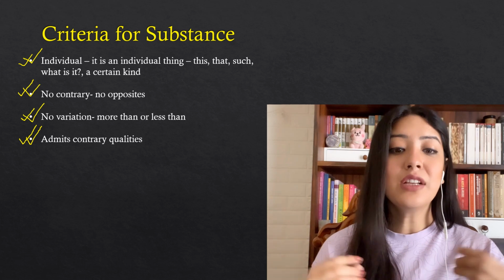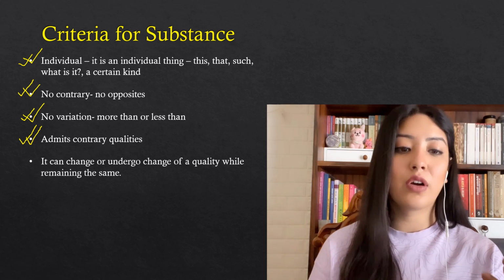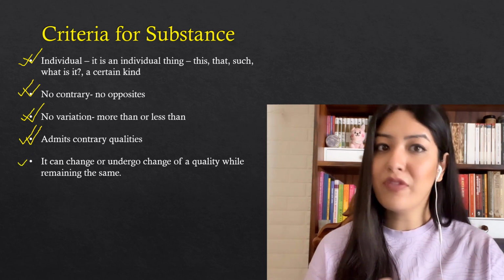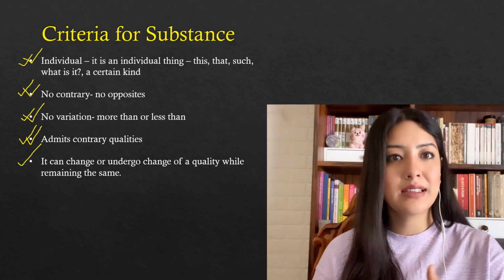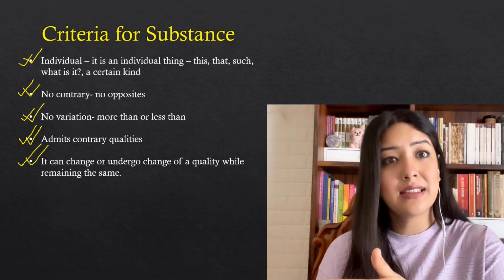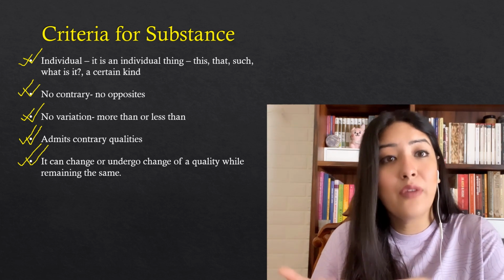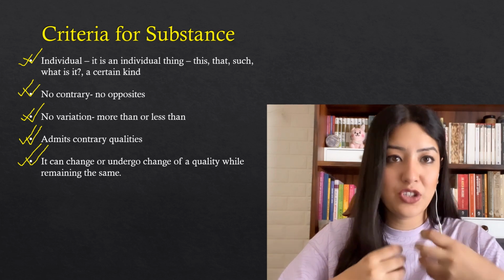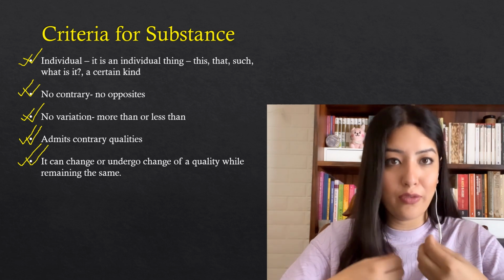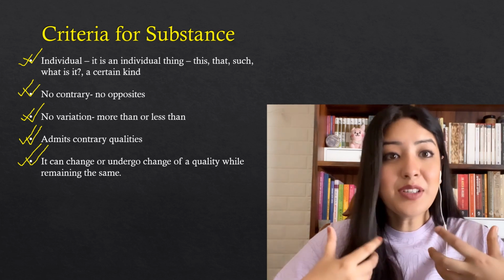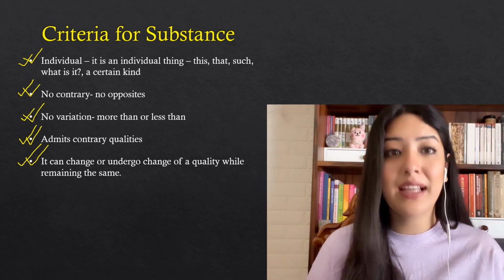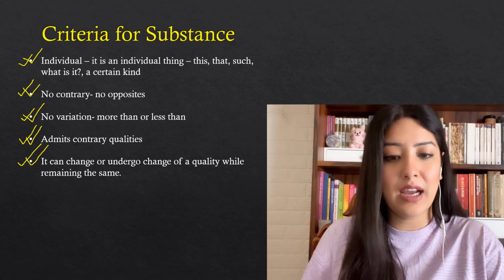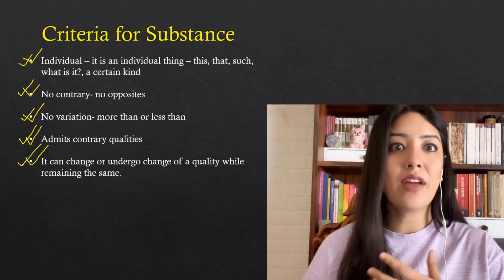It can undergo change of a quality while remaining the same. I'm a human being. Right now, I'm very happy. After 2 seconds, I can be sad. After 3 seconds, I can be happy again. And after 4 seconds, I can be angry. So I'm going through changes in the quality of things, but essentially I'm still a human being. I'm remaining the same, but my qualities can change over time.